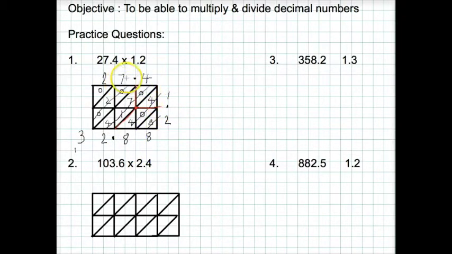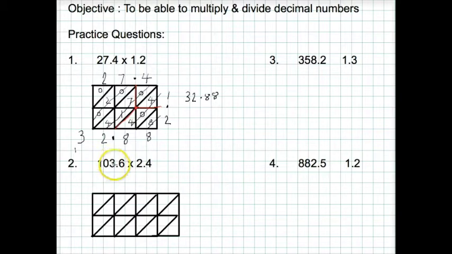Always check and make sure you've got the correct amount of decimal places in your answer. Because we've got 1 here in this part of the question and 1 here in this part of the question, it gives us a total of 2 decimal places, which tells us there should be 2 in the answer, which is what we've got. So our answer 32.88 is our final answer there, 32.88.